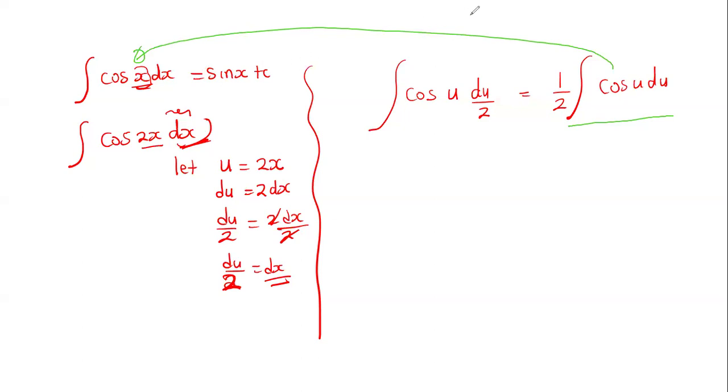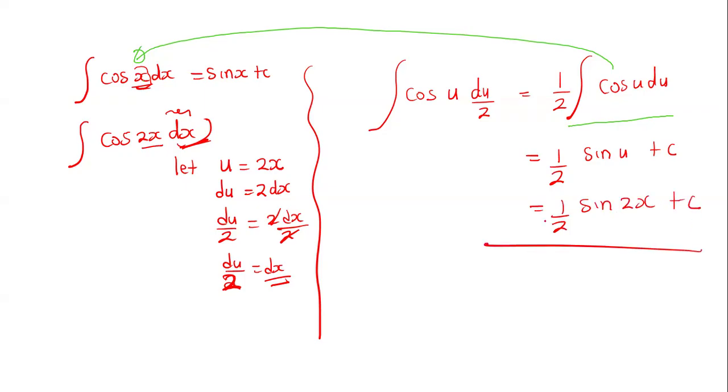So I'm going to come here and I say, now this one will give me 1 out of 2 sine of u plus a constant. Then what was our u? Our u was 2x. So I'll have 1 out of 2 sine of 2x, then plus a constant. Members, have we picked something? Let me know through the chat.